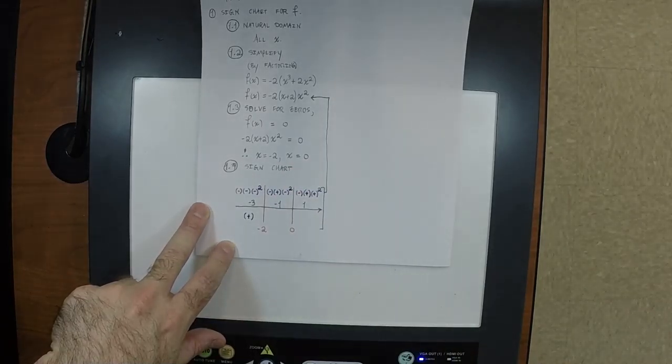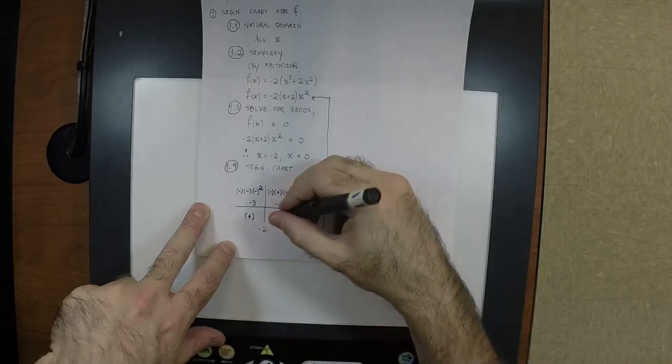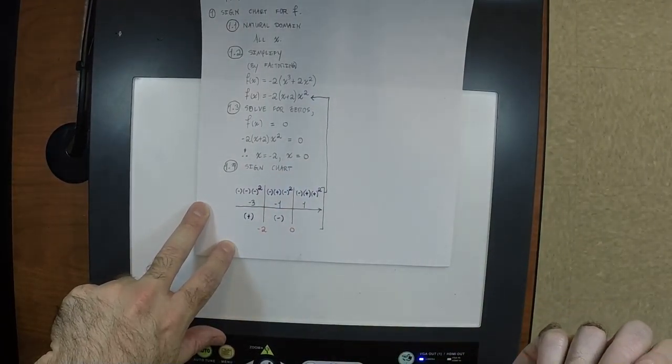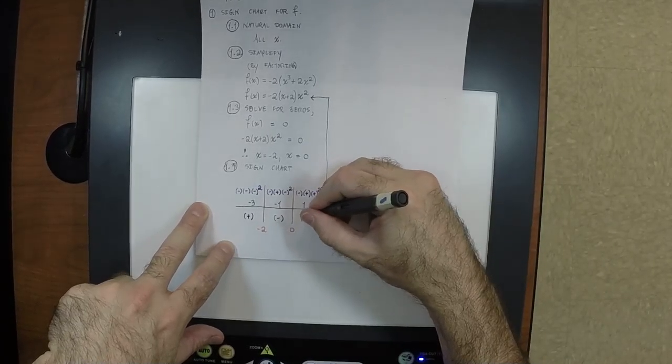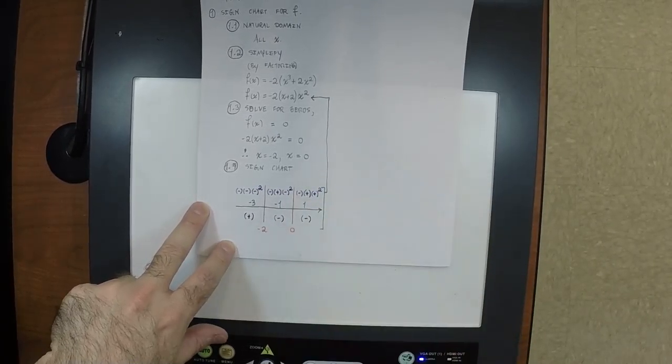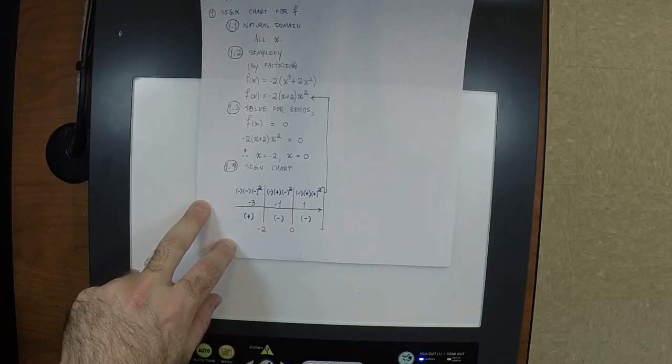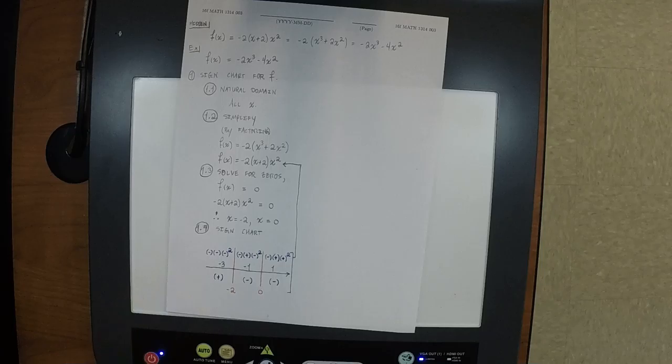Okay, how about in the middle region? Negative. And in the right region? Negative. Okay. Any question about this? Okay.